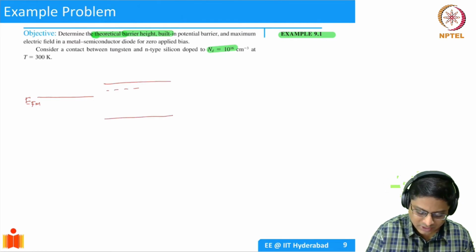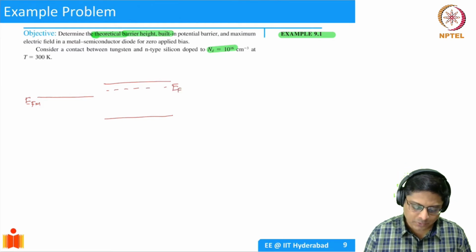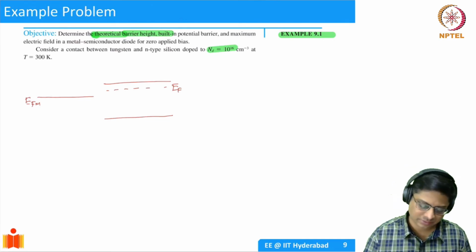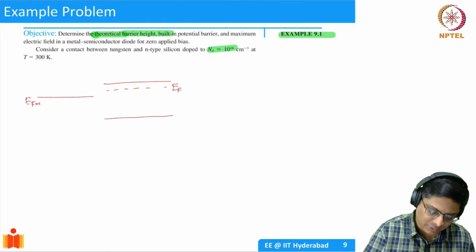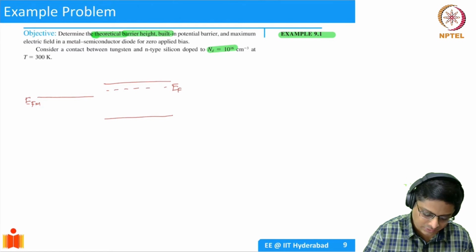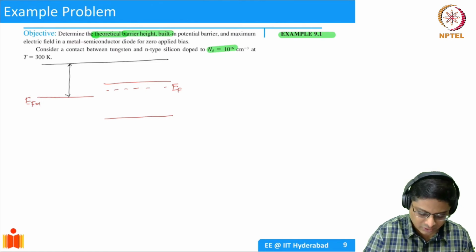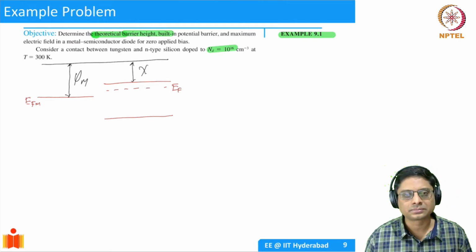There's going to be some EF of semiconductor, right? So to determine this barrier height, we need to know the electron affinity and the work function. For the electron, we have to take a reference level. Let's call this some reference level. Related to that, this is going to be your work function of a metal, and this distance is going to be your electron affinity for a semiconductor.